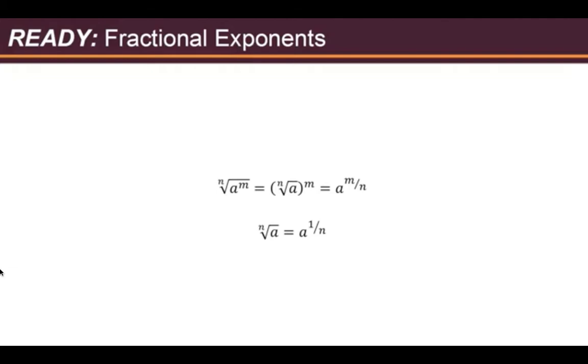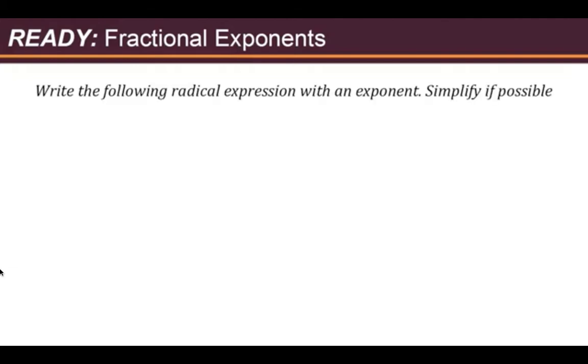For example, write the following radical expression with an exponent and simplify if possible. The cube root of 9y squared. First, we will square what is inside of the radical, then we will rewrite the radical expression using fractional exponents. So, the cube root of 9y squared equals the cube root of 81 times y squared, which equals 81 to the 1/3 times y to the 2/3, or 3y to the 2/3.